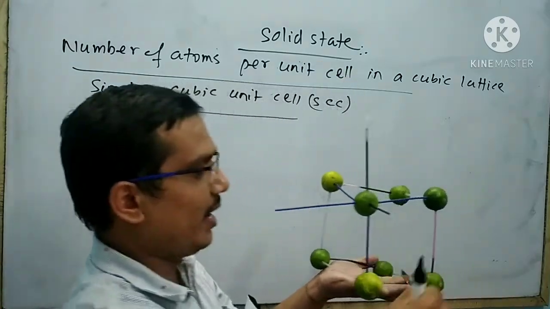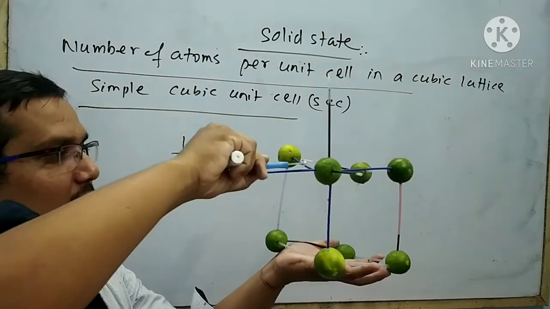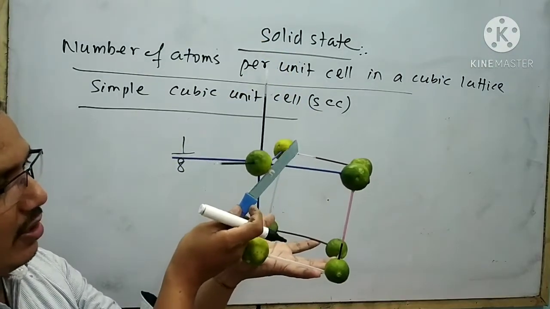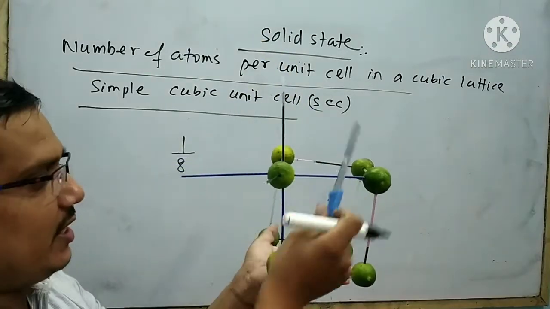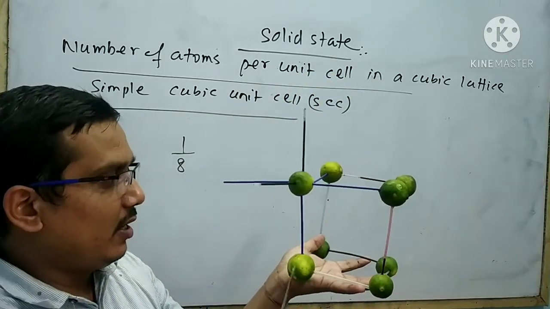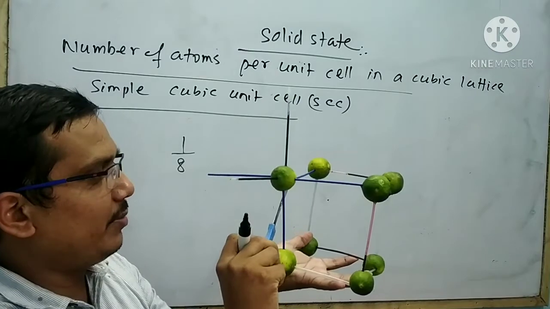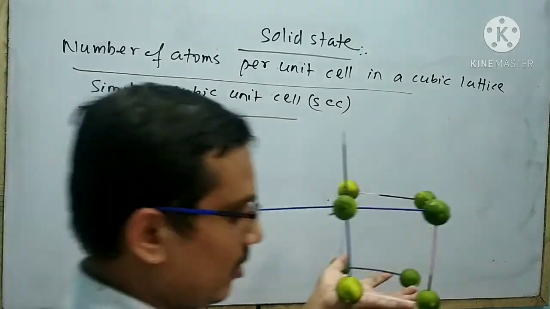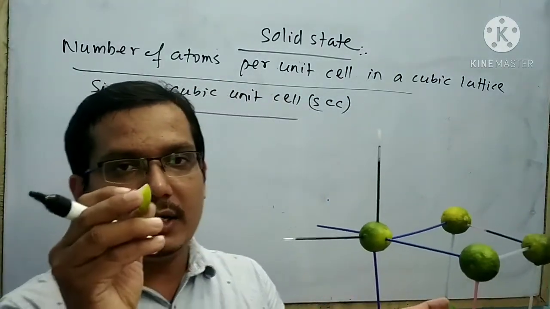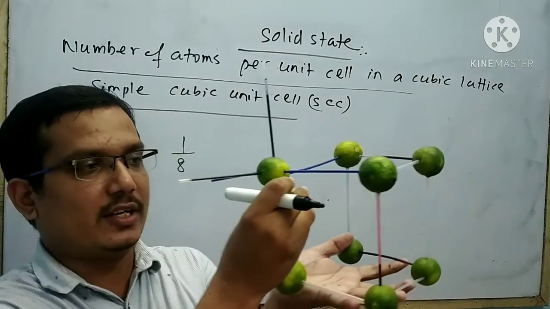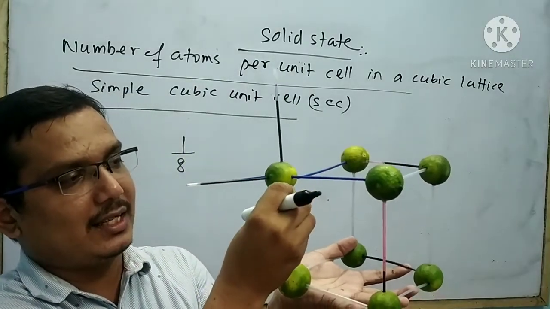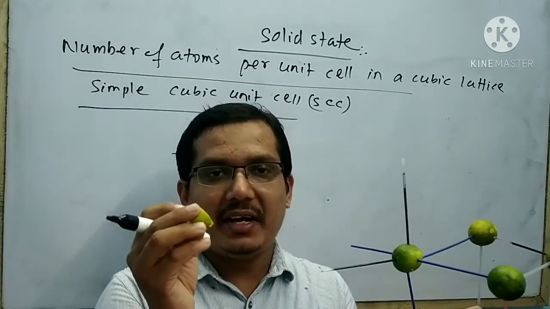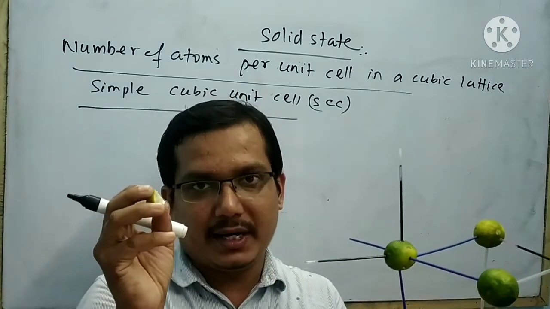So with the help of a knife we can cut the upper part. It is not necessary for the formation of this unit cell. Next I will cut this part because this part is not necessary for the formation of this unit cell. Again I can also cut this part because this part cannot be used for the formation of this unit cell. Only this part is used for the formation of this unit cell, and this part is placed like this. Clear? This is the 1 by 8 part of these constituent particles.